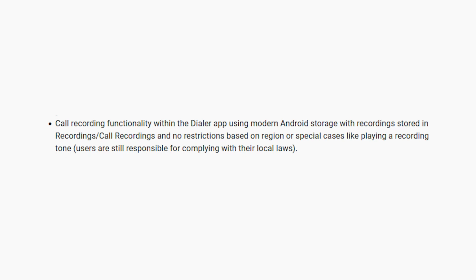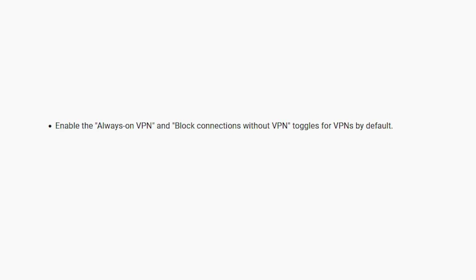They also have call recording, and it has no restrictions to it, so you definitely should follow whatever your laws are for your country or your area. But it is nice to have the ability to record your calls whenever you need to. And GrapheneOS automatically will enable always-on VPN and block connections without VPNs whenever you first use a VPN, so that's also nice to have.